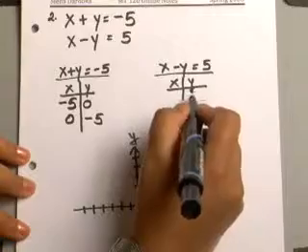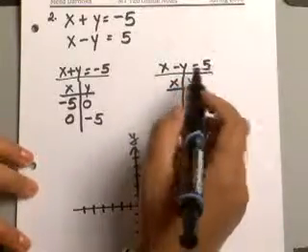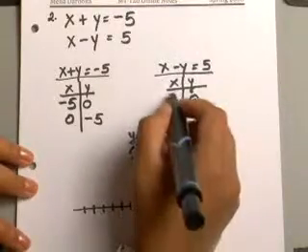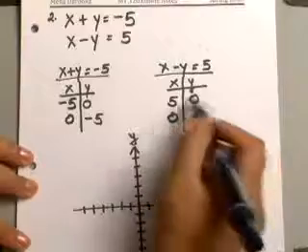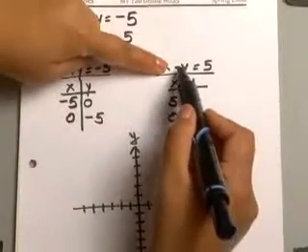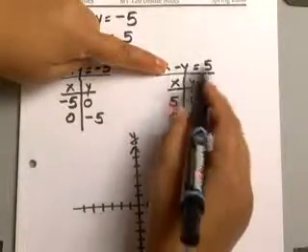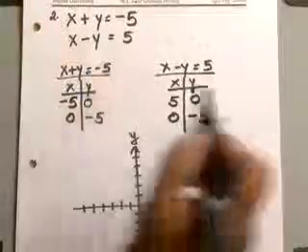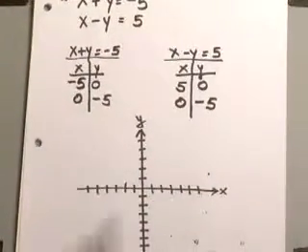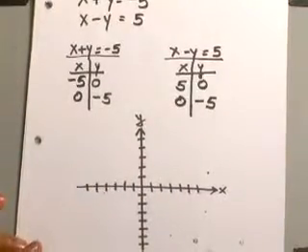Using the same approach, we will find our x and y intercepts for the second line. When y is 0, x equals 5. So that's your x-intercept. When x is 0, you end up with -y equals 5. Taking the negative to the other side will give you y equals -5. So we have our 2 points for each line. We'll go ahead and graph these.